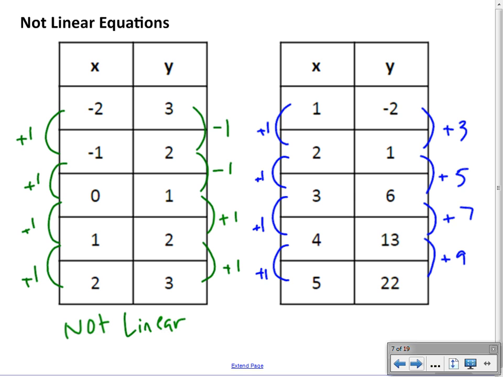And I have a lot of people ask me, well, isn't there a pattern in how much we're adding? Isn't how much we're adding increasing by 2 every time? And yeah, that's true. There is a pattern here. And that's for a different type of function that we'll learn about later. But for right now, for linear functions, we have to be adding the same number each time, okay? And in this case, we're not. We're adding 3, then 5, then 7, then 9. This does not represent a constant change, okay? So again, this one would not be linear.